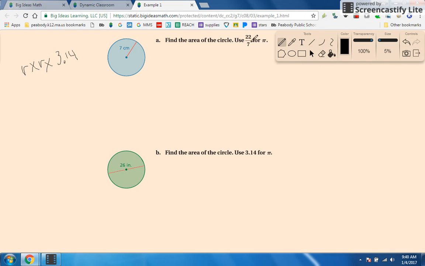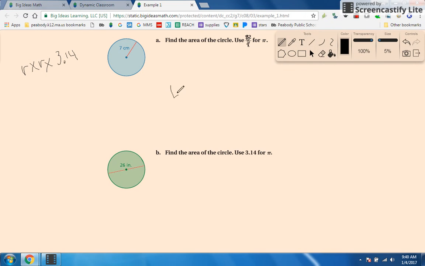They want us to use 22/7, the fraction, but like I said, that's very, very uncommon. So I'm just going to have you do it the regular way with this formula. The formula is radius times radius times pi. And we have a radius. It's only going halfway through the circle. So we're doing 7 times 7 times 3.14.